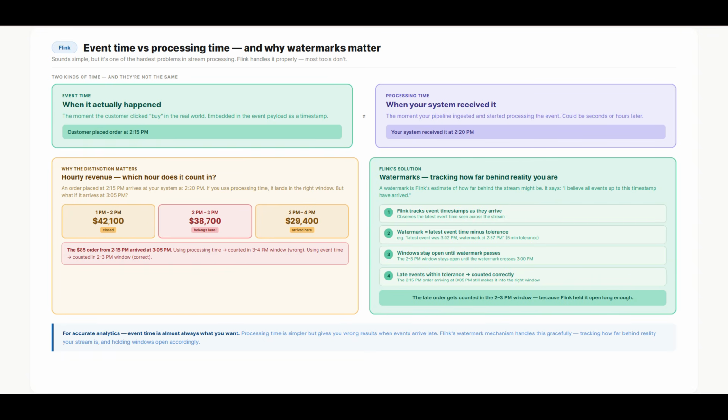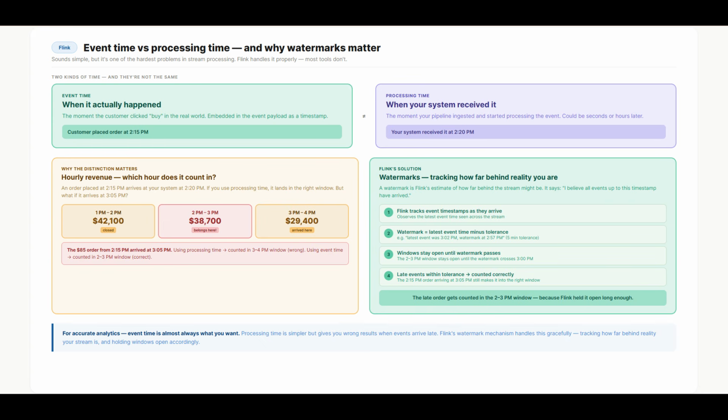Flink also handles time properly, which sounds simple but is actually one of the hardest problems in stream processing. It distinguishes between event time, when something actually happened in the real world, and processing time, when your system received and processed it. For accurate analytics, that distinction matters a lot. If you're calculating hourly revenue and an order event arrives 5 minutes late, you want it counted in the correct hour, the hour the customer actually placed the order, not the hour your system happened to receive it.